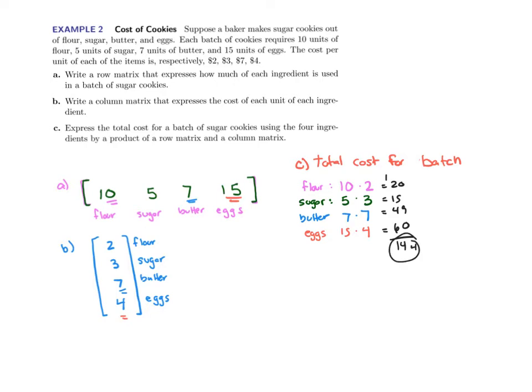That's exactly what we do when we multiply matrices. So matrix multiplication is designed to be able to take into account this sort of operation that we'd want to do. So when I multiply these, remember that we multiply the components. So I get 10 times 2 plus the next component, 5 times 3, plus the next component, 7 times 7, plus the last component, 15 times 4, I get that 144.